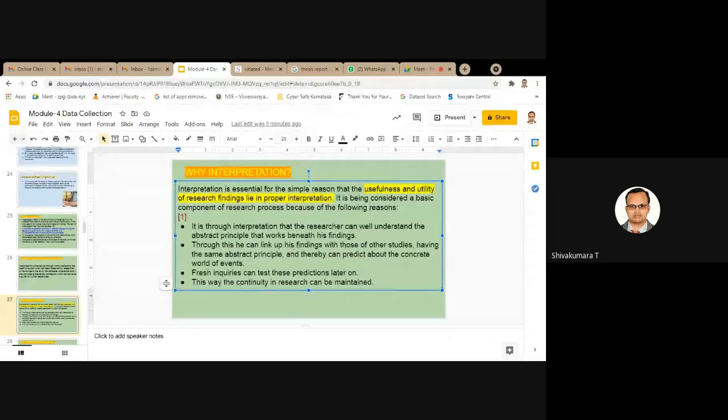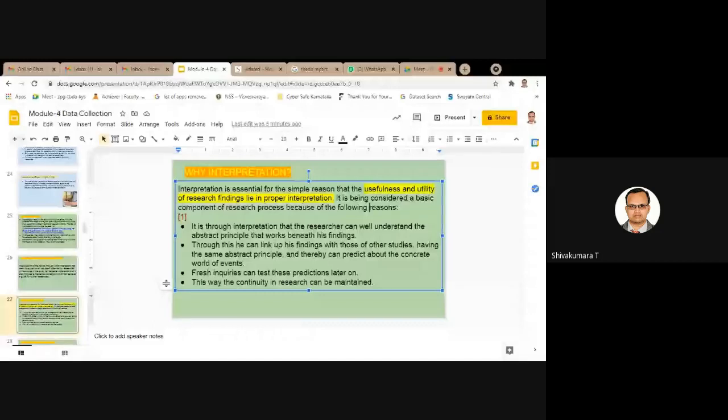Suppose down the line your juniors take up this course. In that case, they will start querying about your research. What our seniors have done, right? They are not telling right or wrong because they are new researchers. They can ask more questions. How did you do this work? What was the motive behind this? What sample data collection did you make, and so on? They can ask the fresh inquiry about your research.